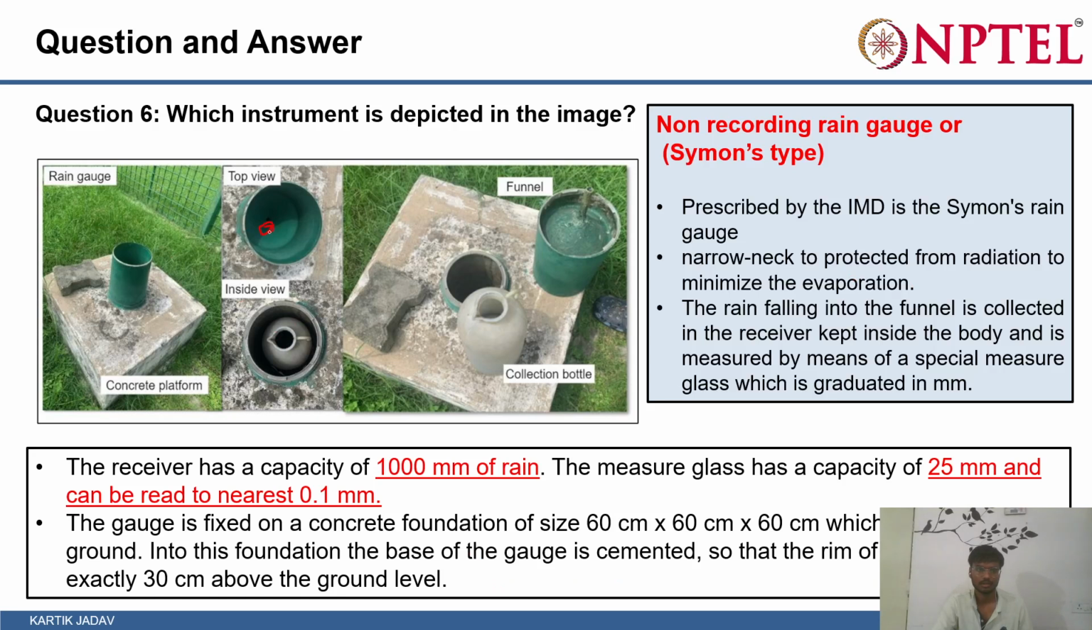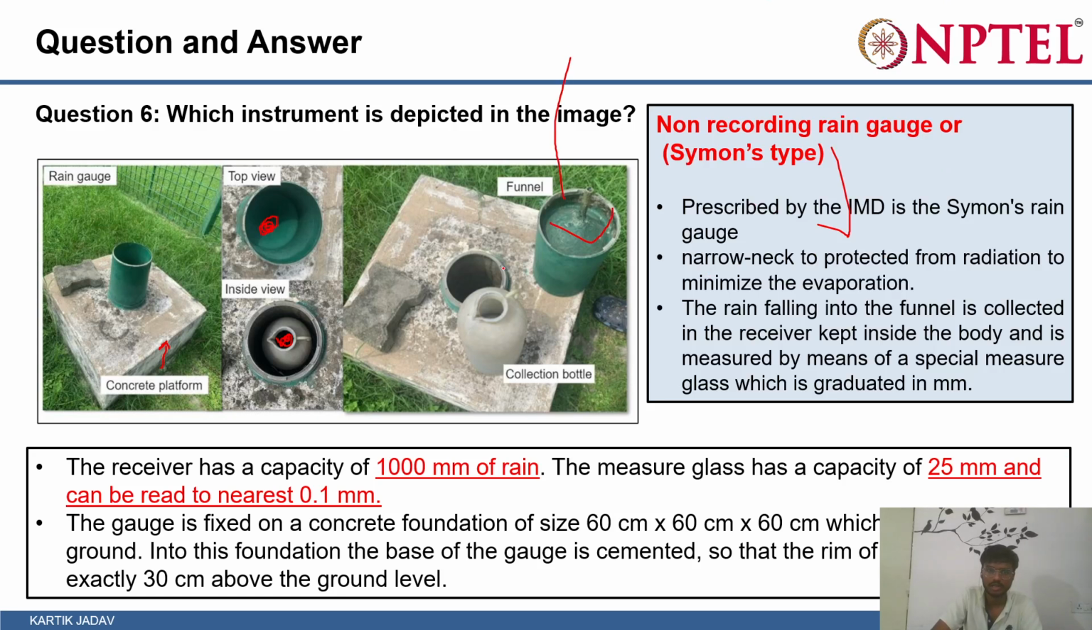See this, to keep losses of water from the collected jar to a minimum, and this foundation has a certain dimension and is at a certain height to avoid splashing effect. Also, there are certain criteria to install rain gauges.